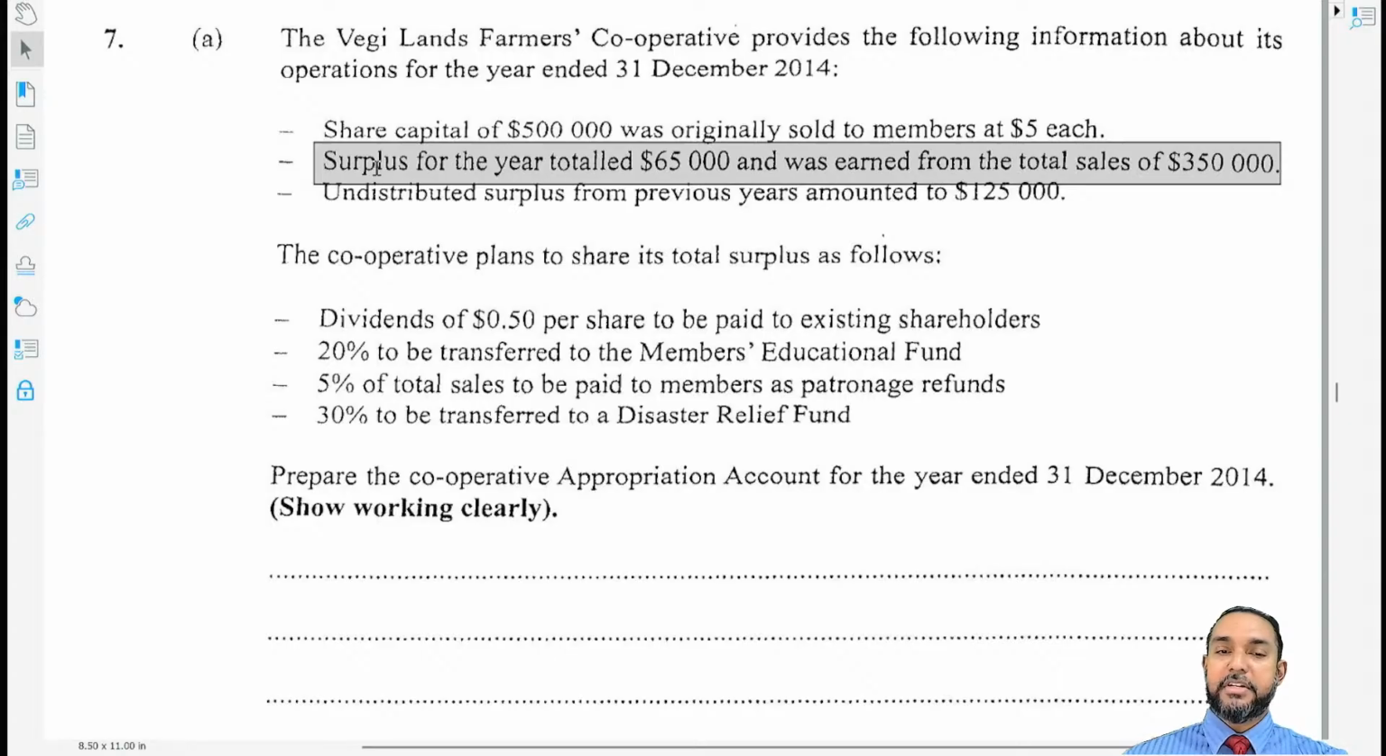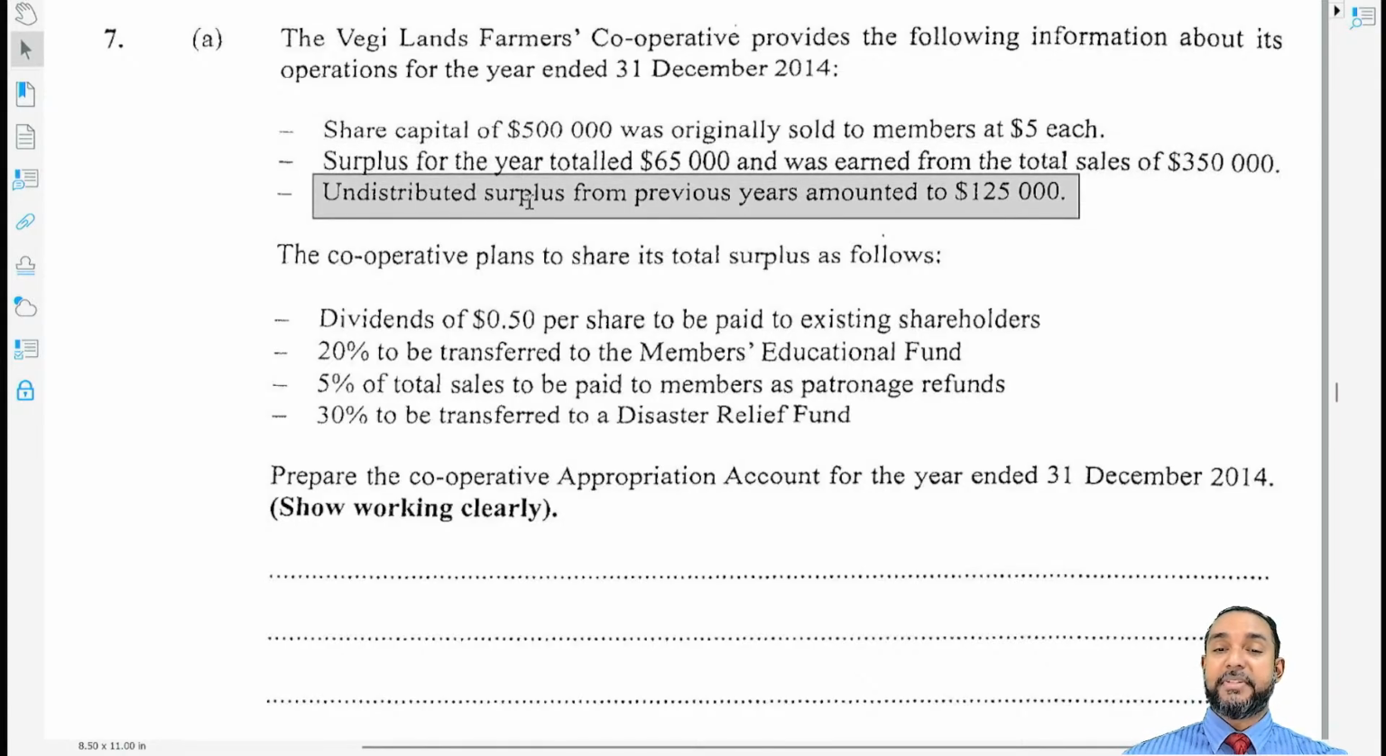Right. The surplus for the year totals 65,000 and was earned from total sales of 350. Okay, so sales was 350 and the surplus, or what we would normally call profit, is 65,000. And again, remember, because it's a non-profit or not-for-profit organization, some of the terminology will be different, because they're not out to earn profit, so we don't call it profit. Although you'll see that word slipping in from time to time, as we've seen before. And the undistributed surplus, or as we alternatively know it, the retained earnings from previous years, amounted to 125,000.